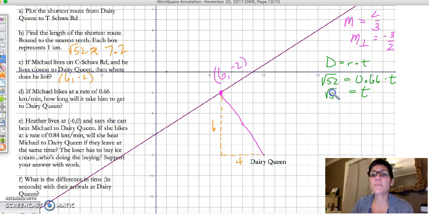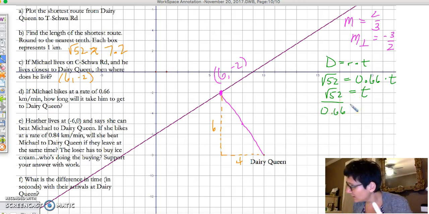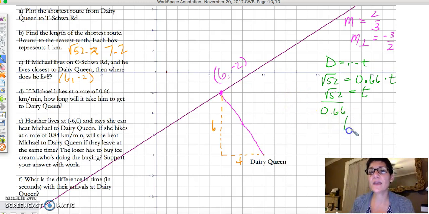And while you're thinking about that, this is algebra 1, you divide by 0.66. Take that calculator out, do the square root of 52, close the parentheses, guys, before you press divided by, and then do 0.66, and you come up with 10.93. Oh, I just gave it away. 10.93, I hope you said minutes.